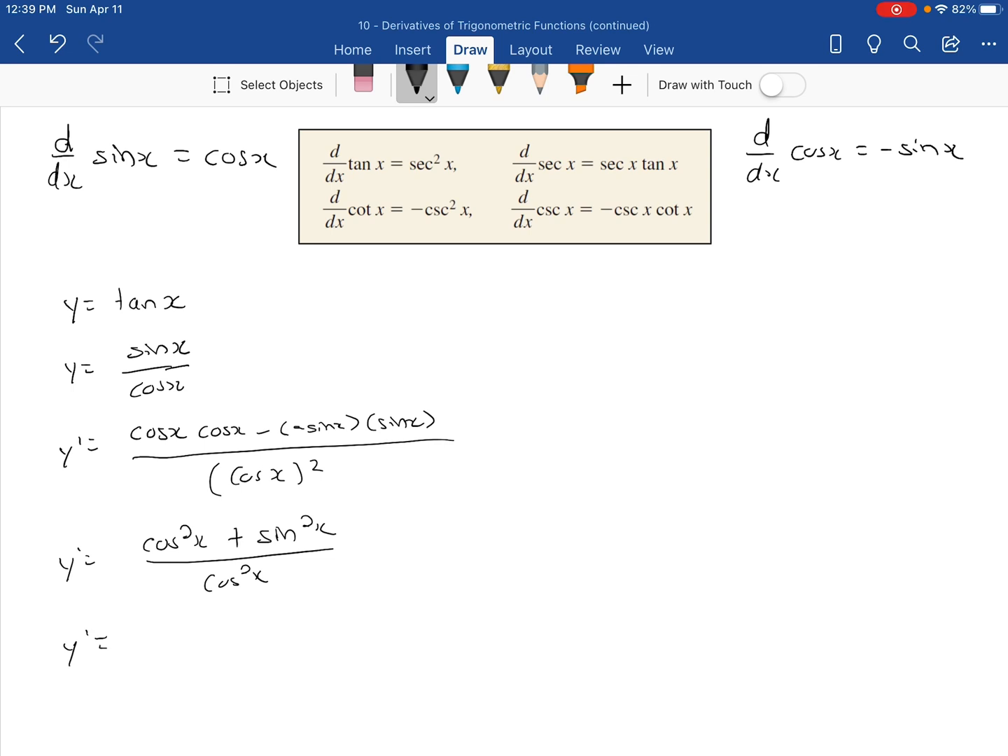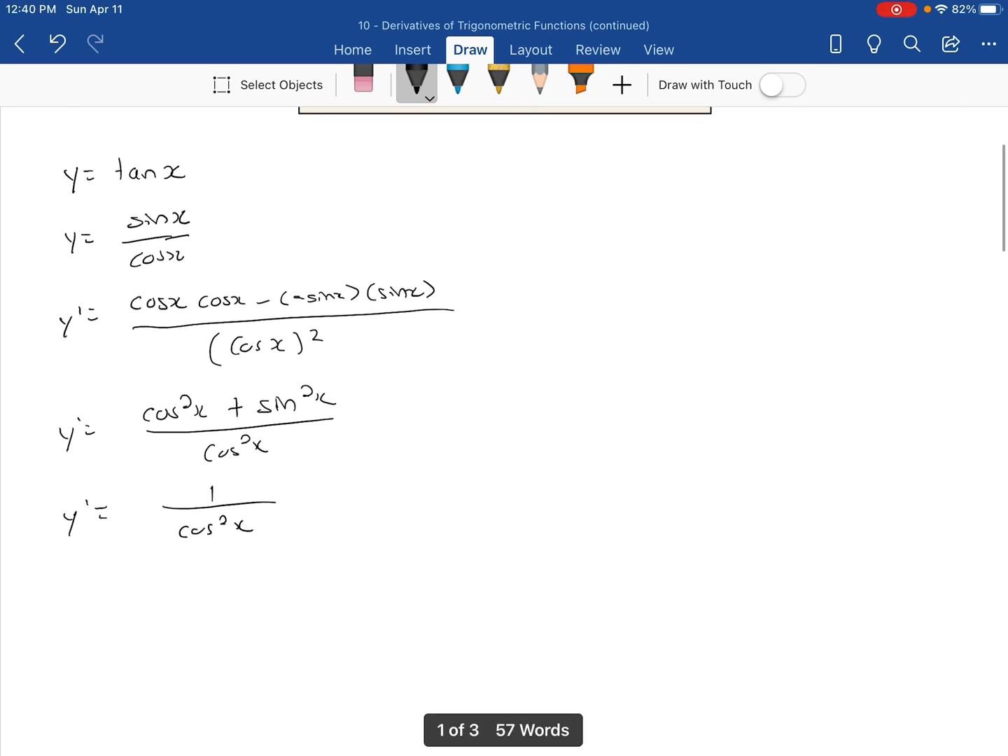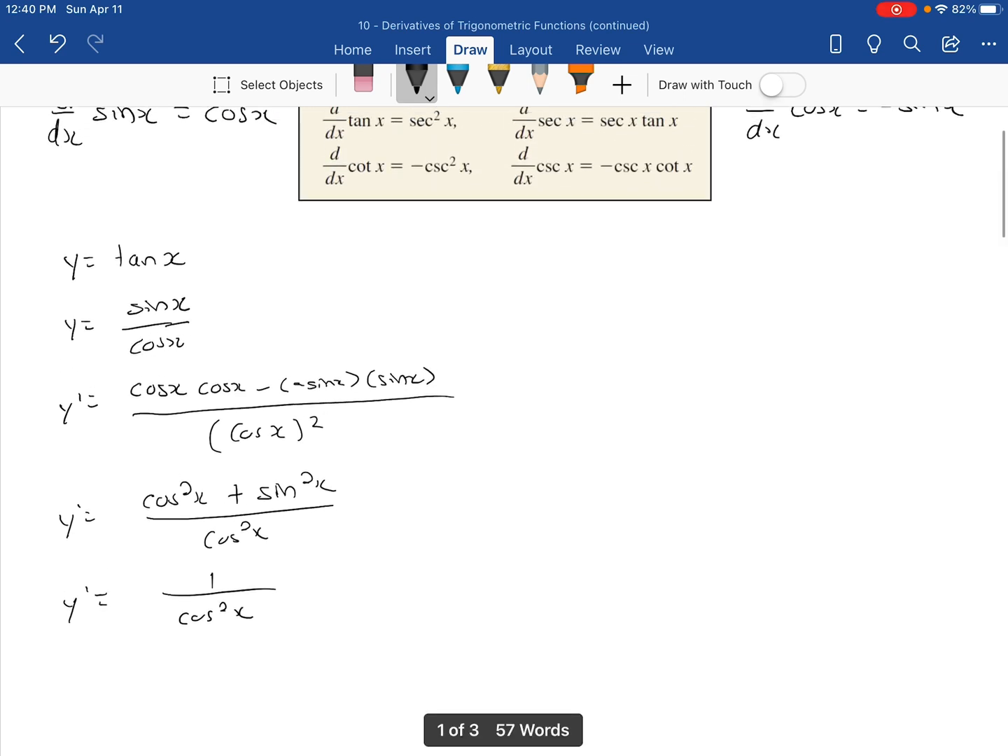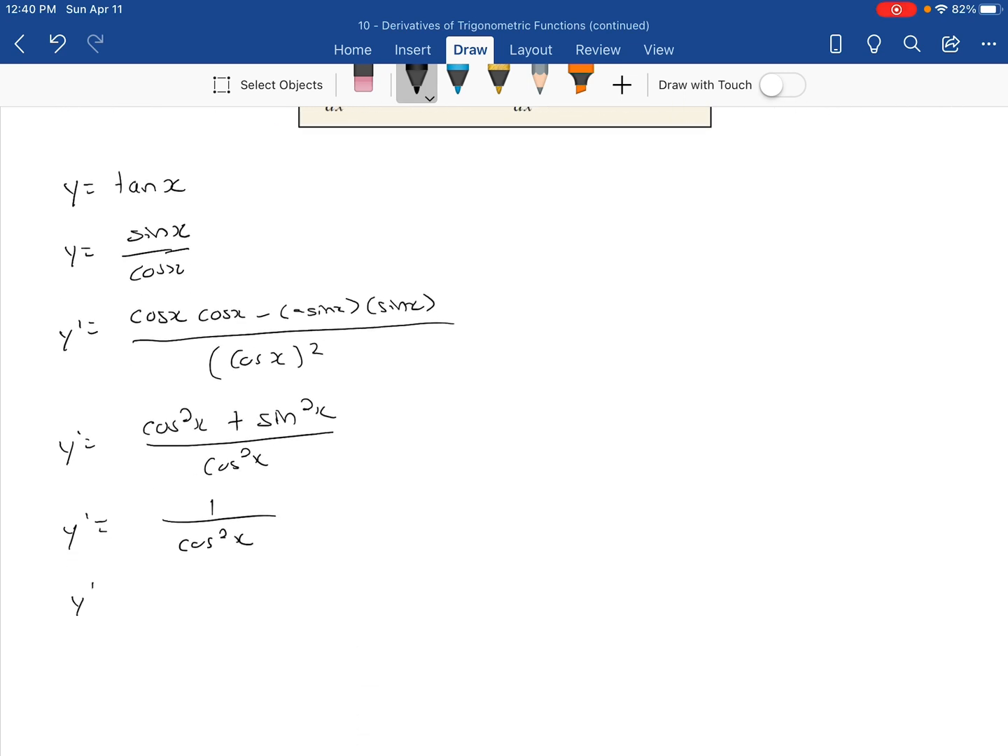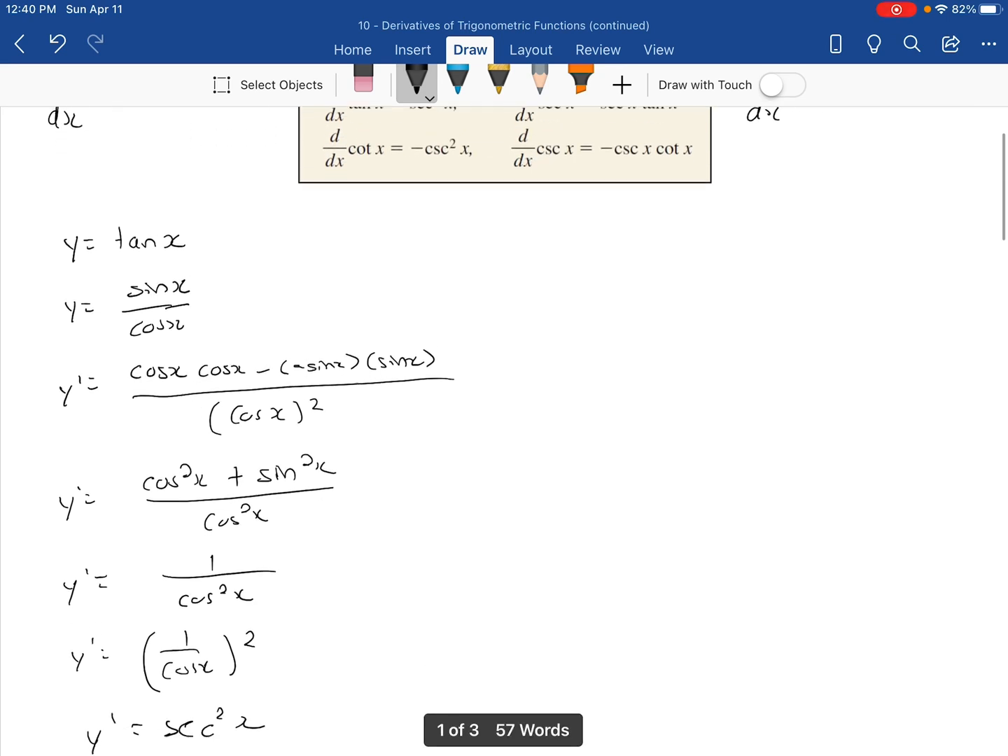which is 1 in the numerator there, and I get 1 over cos squared x, which is a perfectly legitimate way to write the derivative. But oftentimes we convert that to 1 over cos x squared, which is secant squared, which is just a little bit simpler than the previous version. So that's usually the way you see it written: y prime is secant squared x. You see, using only the quotient rule and those two derivatives we already had, we can get the derivative of tan. So that's the first one on the list.